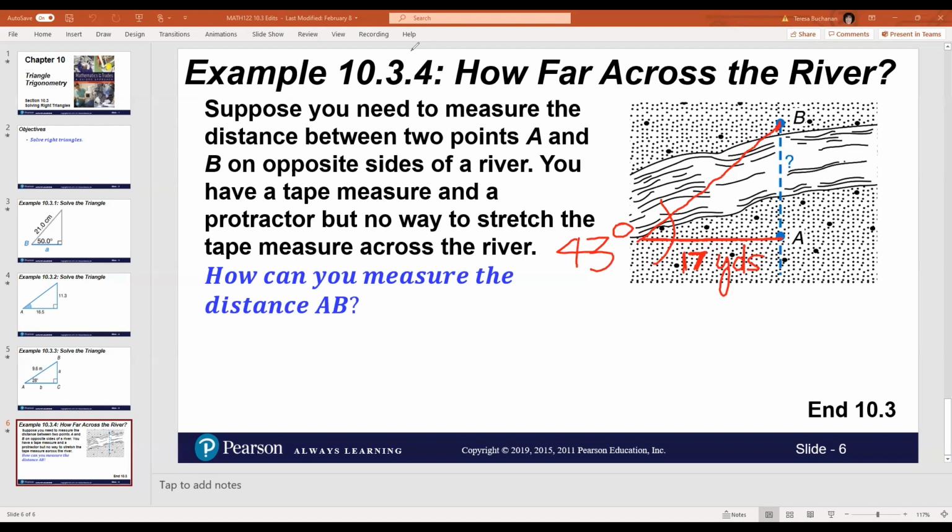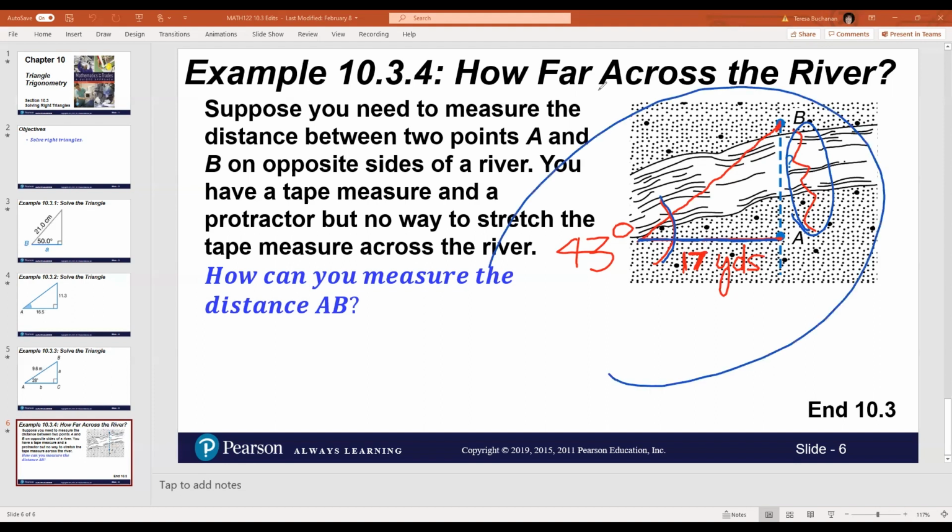Given just the 43-degree angle and the 17 yards, couldn't you find out what that length is using some trig ratio? Think about what's known and what's unknown. Your known would be an adjacent and the angle itself. Your unknown is an opposite. What could you do to find that distance from B to A?